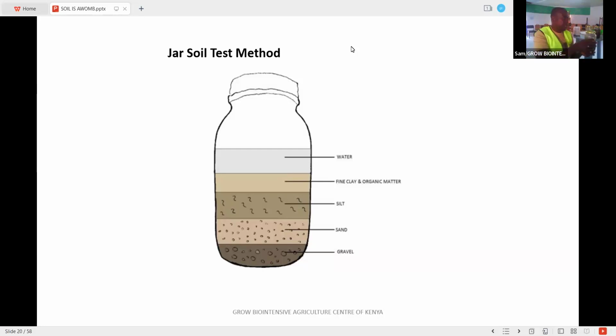So you can determine the kind of soil and the kind of fertility that you have, and the kind of soil that you want. The more trash and the more compost you add in the soil, the better the soil becomes, because you're adding in more organic matter. And that determines even the air movement in the soil. All right? So that's the jar method.